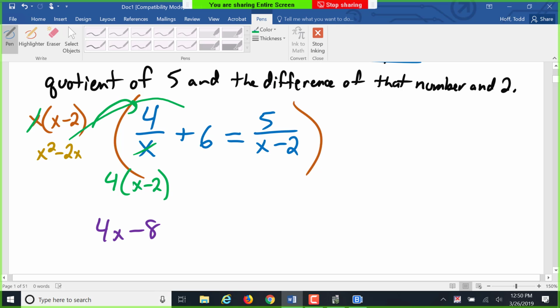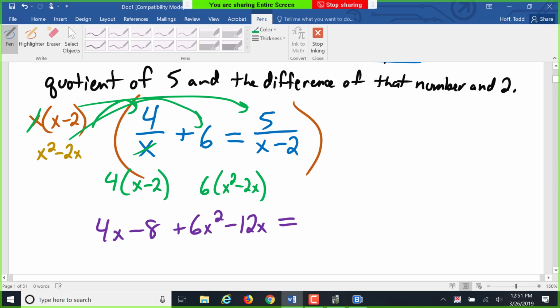We multiply times the next term, the positive 6. That's going to be 6 times x squared minus 2x, which gives us what? 6x squared minus 12x equals, on the other side over here, we multiply through. There's going to be the x squared, x minus 2 cancels out, and you're exactly right, Ezra. We have just 5x.